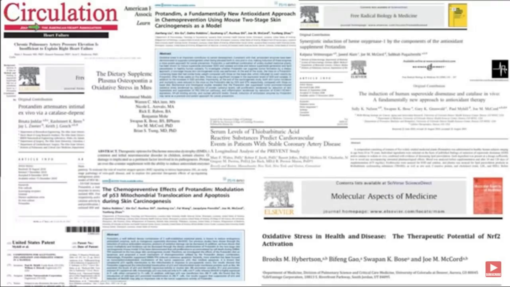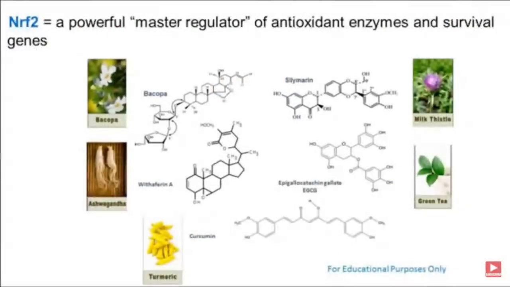So when I read this study about chronic pulmonary artery, basically pulmonary hypertension and right heart failure, and the effect that Protandim had, I was all in. I knew at that point that this was the real deal, and there was legitimate science behind it. So what is in Protandim?